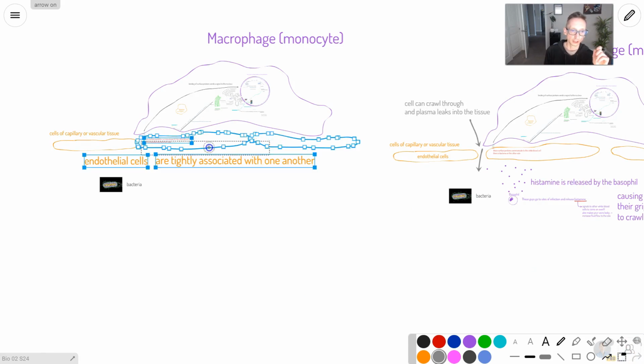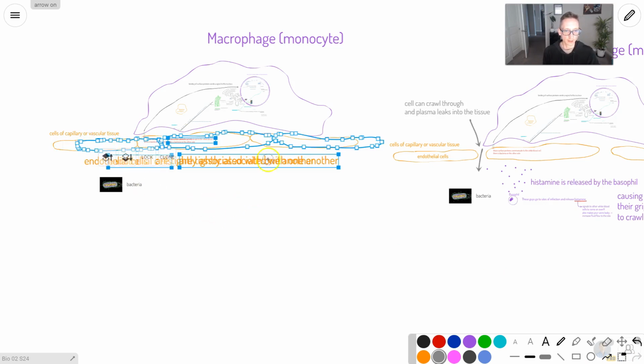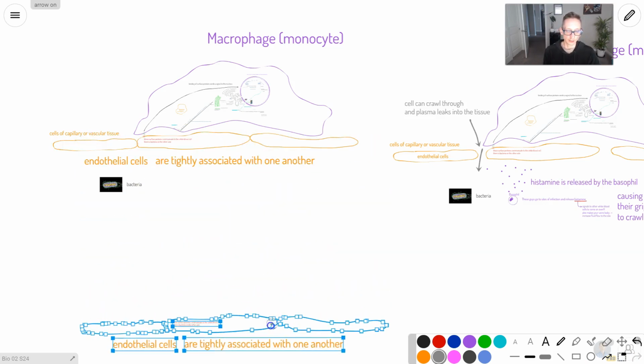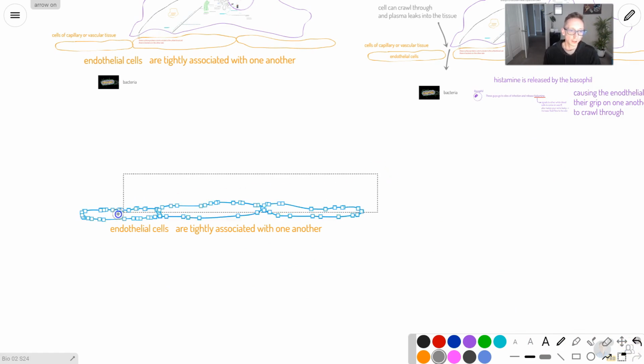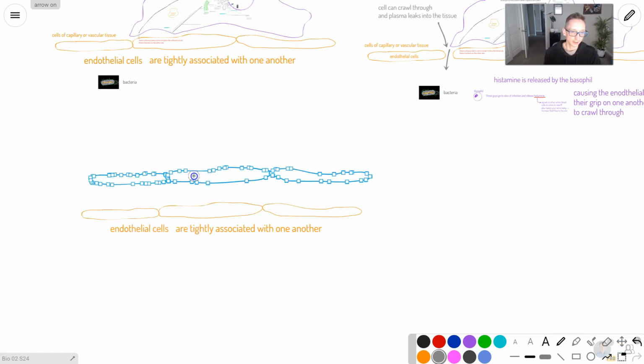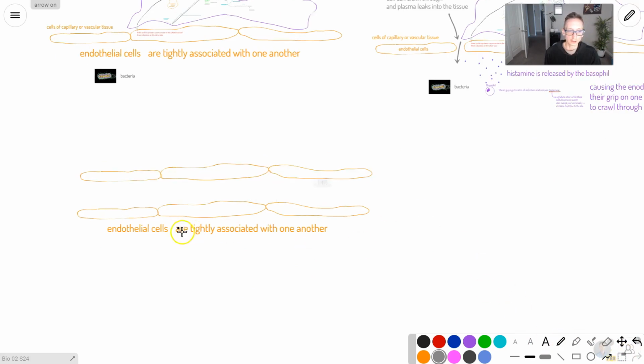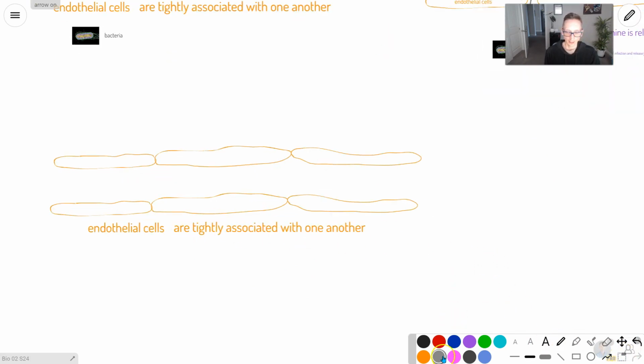All right, I'm just going to copy this. And we're going to put this down here. And I'm going to get rid of this. And we're going to make a top to it as well, just so it makes a little more sense. So we got our endothelial cells like this, and we got good blood flow.